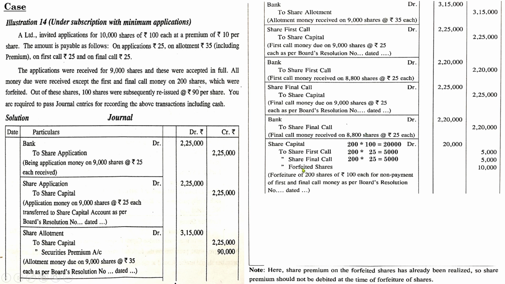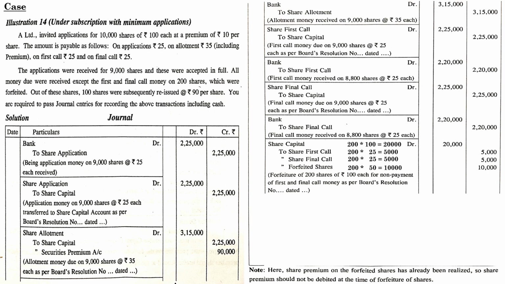And forfeiture means the installments that were already paid by the shareholders. They have successfully paid application and allotment. So application is 25 and allotment is 25. Here the 35 means including premium. Since we are not considering the premium amount, we consider only the actual value of the installment, that is 25. So 200 into 50, 10,000. Forfeiture of 200 shares of 100 each for the non-payment of first and final call money as per the details given in the question. So we have passed the entry for the forfeiture.